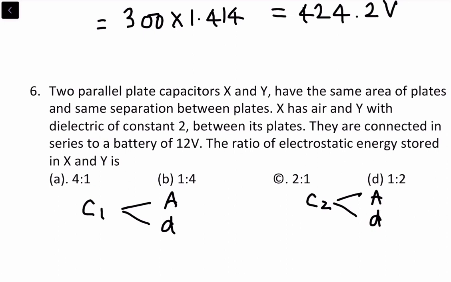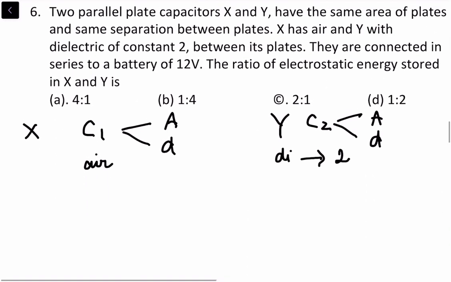But what is the difference? The first capacitor is X, the second capacitor is Y. X has air between the plates and Y has a dielectric slab with dielectric constant 2 between its plates. They are connected in series now. These C1 and C2 are connected in series to a battery of 12 volts.